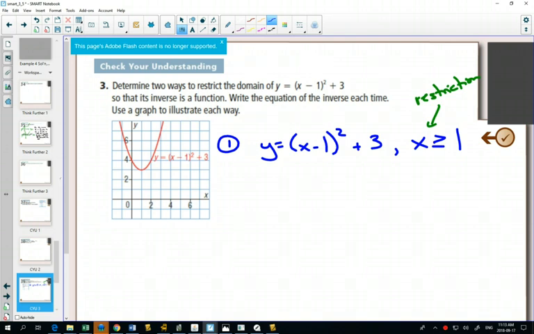So what does that look like? Well, I would have this point, and I would have all of this section, but not the other section of the red graph. Can you see that that's still the parabola, but only part of it? So when we restrict the domain, we only take part of something.